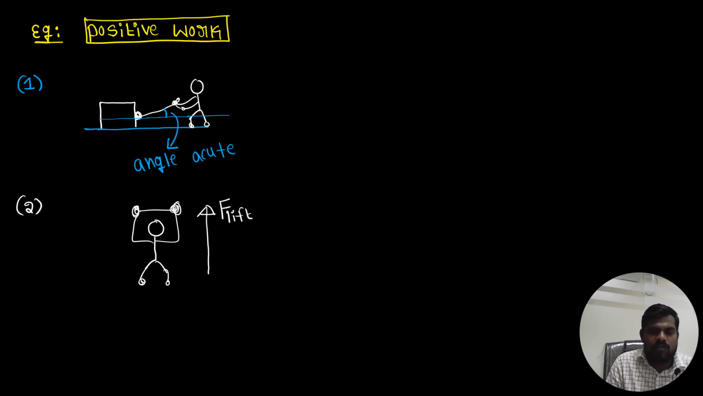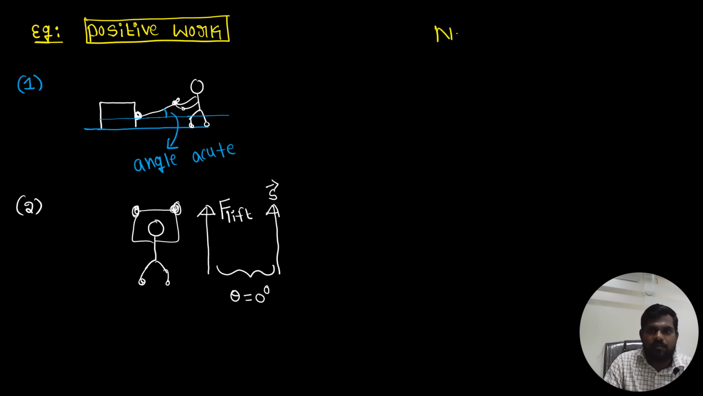The lifting force is upward, and the distance from the ground to this object is also upward. Nothing but the displacement is in the same direction. Same direction means theta is equal to 0 degrees. When theta is equal to 0 degrees, automatically we call it positive work. These are the examples for positive work.